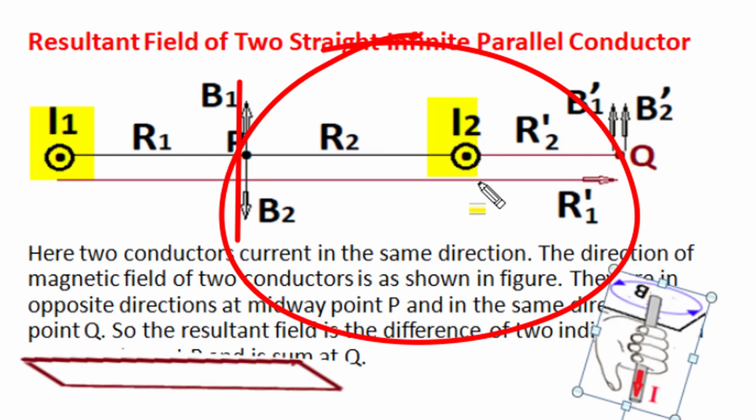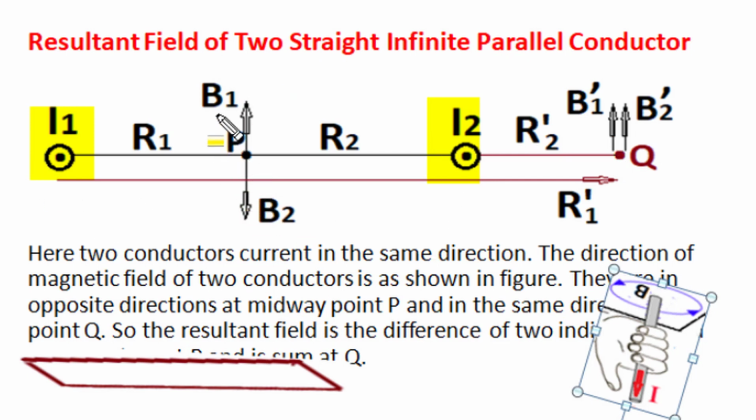So for this parallel, identically directed current distribution, at the middle position the two magnetic contributions, B1 of I1 current and B2 of I2 current, are opposite to each other, whereas at Q position, to the right of the right conductor, the two magnetic contributions of I1 current and I2 current are in the same direction.